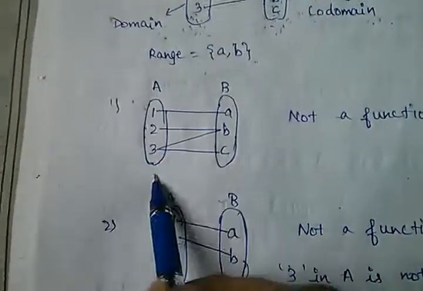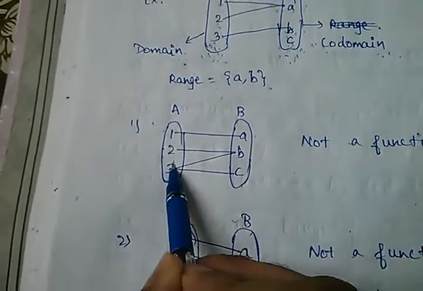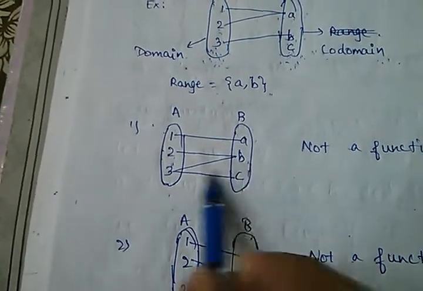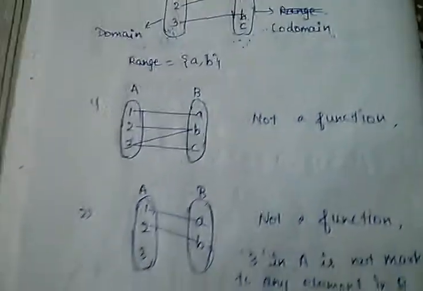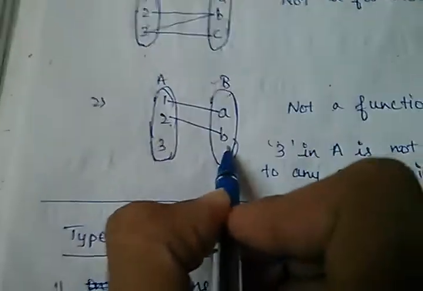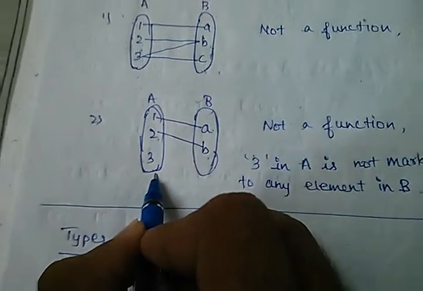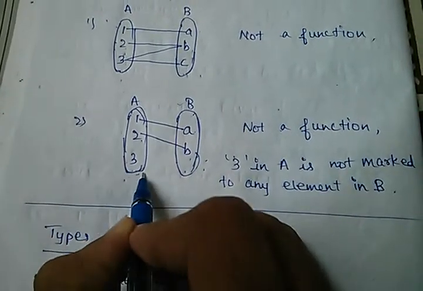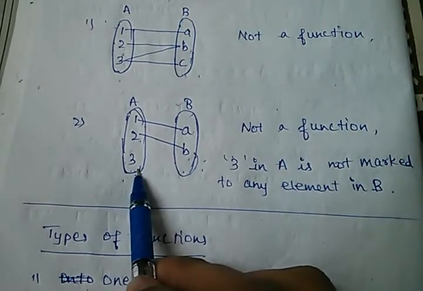Now if we see the second example over here, we can see that 1 and 2 satisfy the condition that each is marked to only one element, but 3 is marked to 2 elements, so this is not a function. Similarly, in this case 1 and 2 satisfy the condition because each is marked to one and only one element, but 3 is not marked to any element, so it does not satisfy the condition that each and every element of the set must be marked to the other set. So even this is not a function.